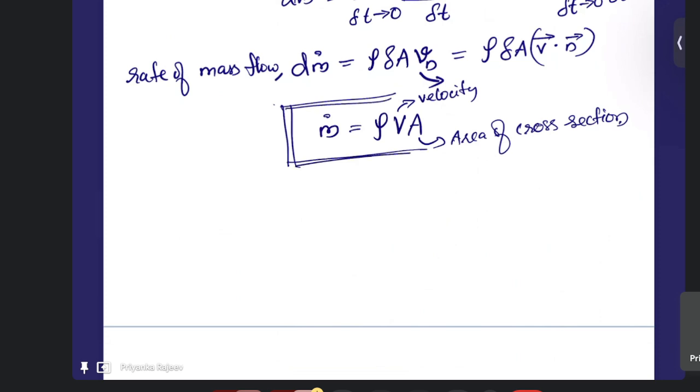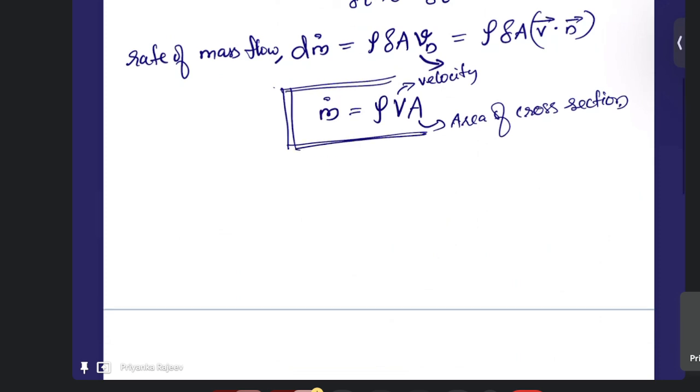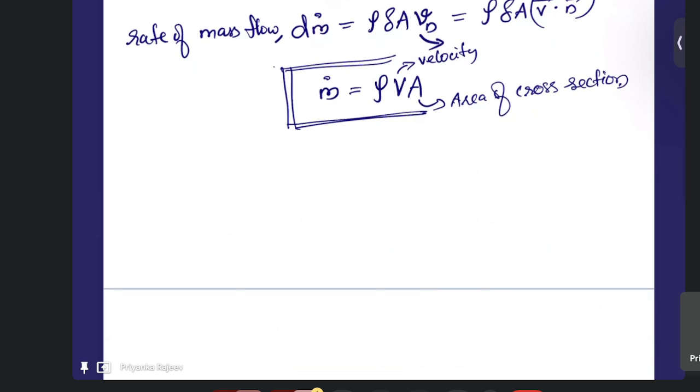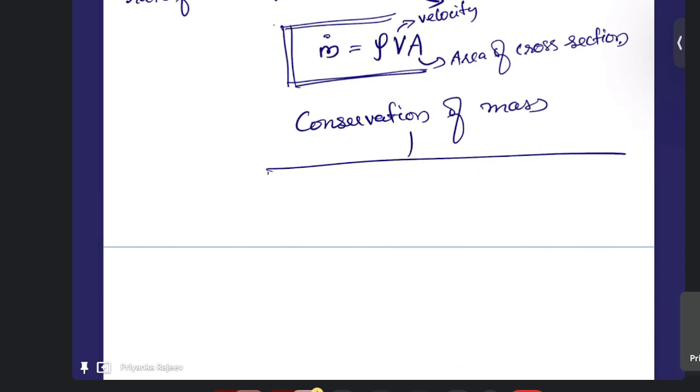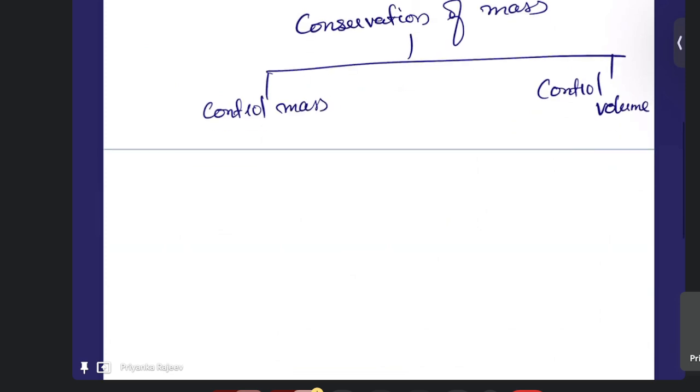Now, conservation of mass can be thought of in two different directions. It can be dealt with in two ways. One is the control mass system, and another is the control volume system. Control mass means the mass of the system is constant.